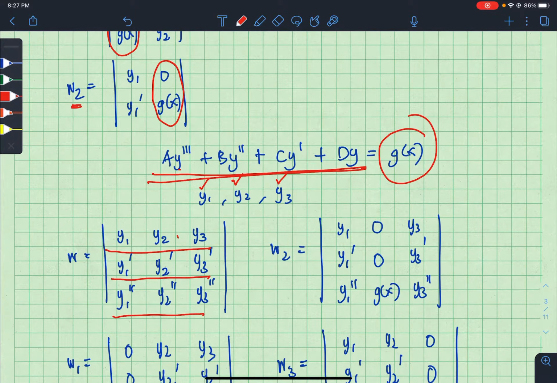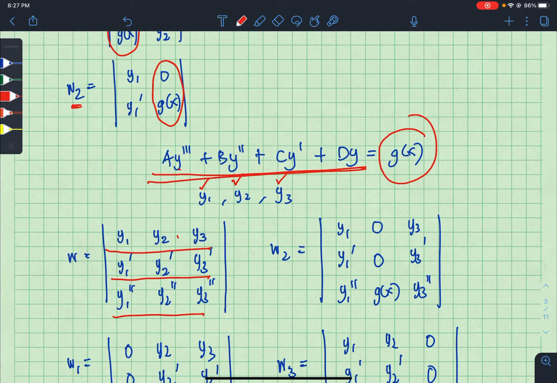So let's have example number 3. y double prime plus 2y prime plus y is equal to e raised to negative t ln t. So this is a product of an exponential function and a logarithmic function. So that is our g of t.